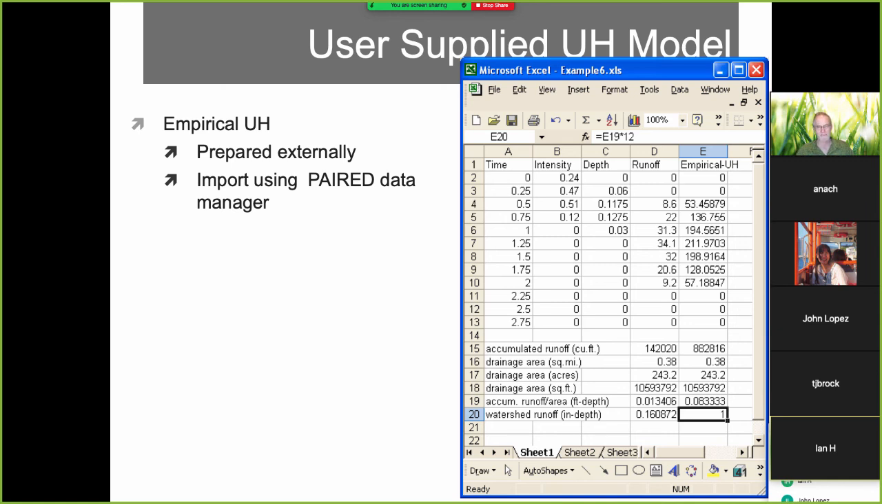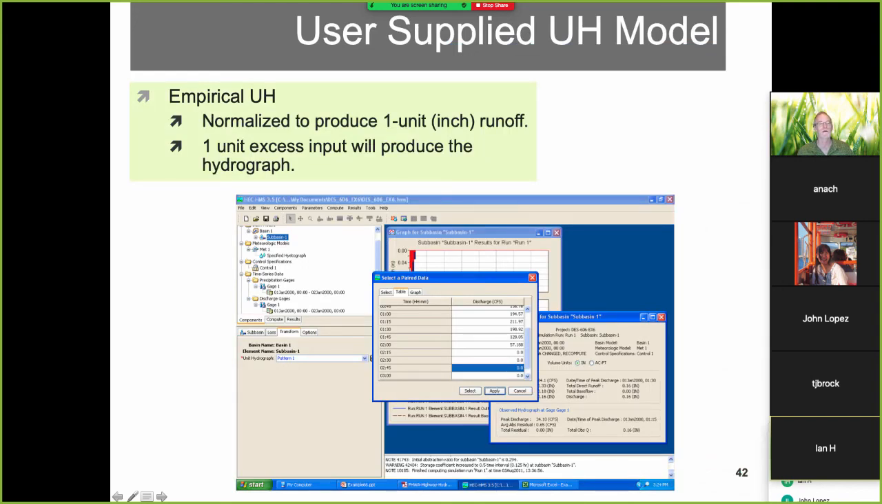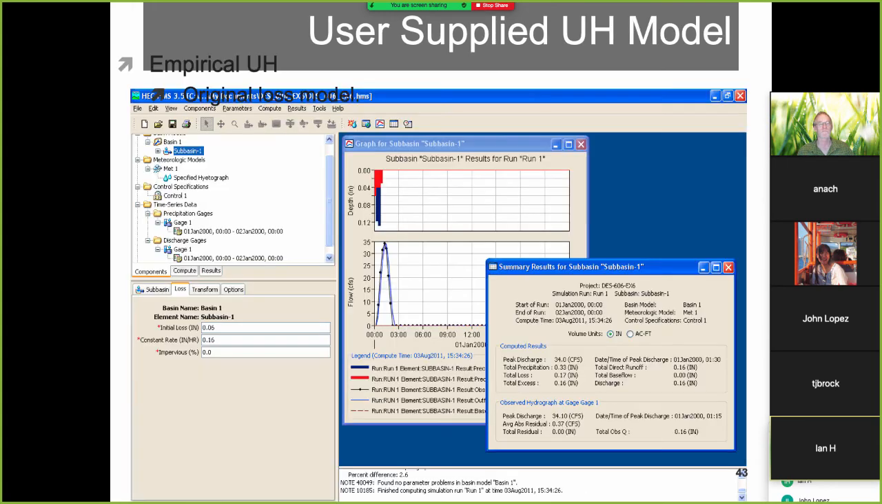So the last thing we could choose to do is to supply a unit hydrograph model that we create. I call that the empirical unit hydrograph. That has to be prepared externally to the program. And then we're going to use the paired data manager to import that into the computer program. Then we run it once to guarantee that it's normalized, and then run it again on our actual case. So there's the empirical unit hydrograph, our original loss model, and that's a good fit.